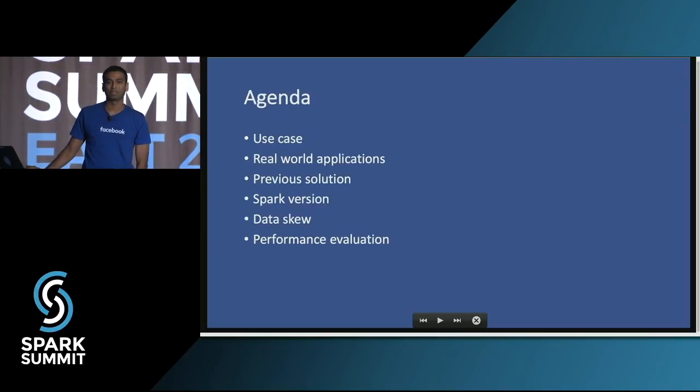So this is the agenda of the talk. I'll first cover the use case where we used Spark. Then I will talk about how this use case was relevant to Facebook, the product, by demonstrating some real-world applications. Then I'll talk about the system before we migrated to Spark. And of course, I'll talk about how the Spark version looked like. Then I'll go into some scalability problems that we faced while migrating to Spark. And one of the key problems was data skew, and I'll talk about how we solved it. And finally, I'll present some performance numbers.